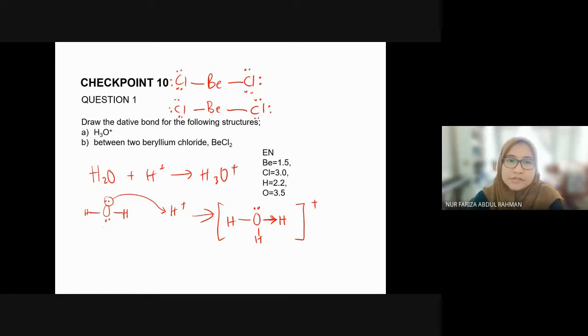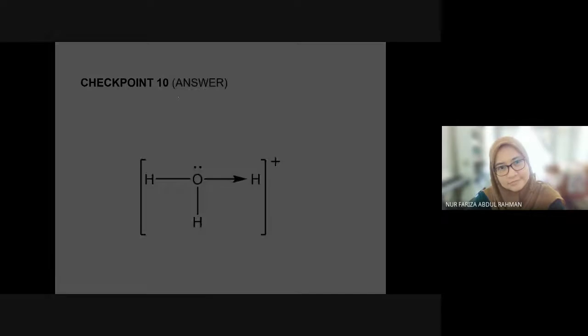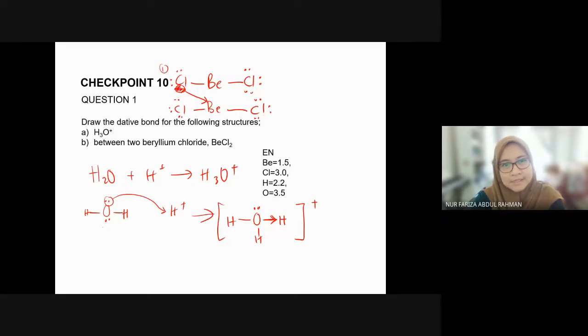Okay, so this Cl, katakanlah from the first molecule, will donate one of its lone pairs to the beryllium. So dia akan form dative bond. So delete this one, please delete this one. Okay, padam. And then how about this beryllium? This one will be accepting the electrons from the chlorine from the second molecule. So delete and then transform to that. So there you go for your dative bond.